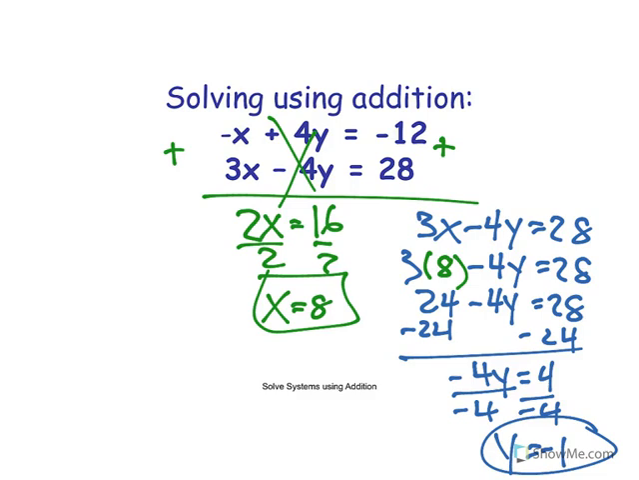And our solution as an ordered pair should be 8 comma negative 1. If I just spot check the first one, negative 8 plus negative 4 is negative 12. If I spot check the second one, 8 times 3 is 24. Negative 4 times negative 1 is 4. 24 plus 4 is 28.